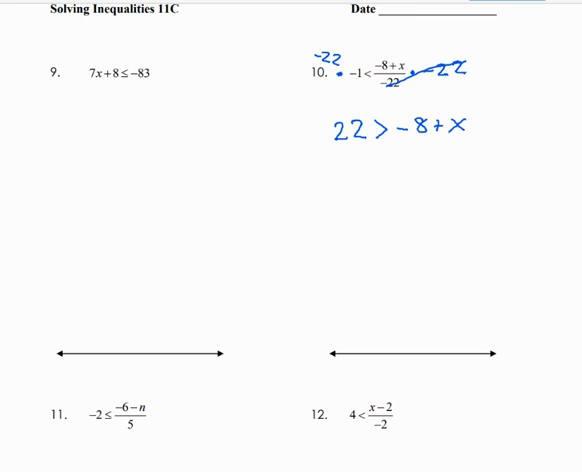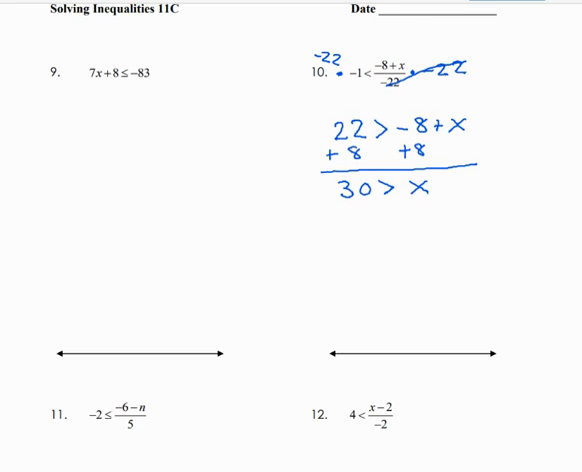Okay, now we should be comfortable. Somebody at home, tell me what's next. Plus 8. Good, Alyssa. Add 8, exactly. We had a minus 8, so now we add 8. 22 plus 8 gives me 30.